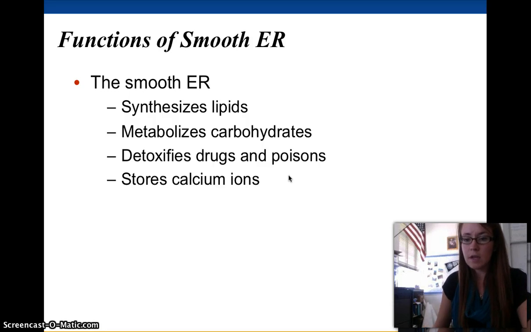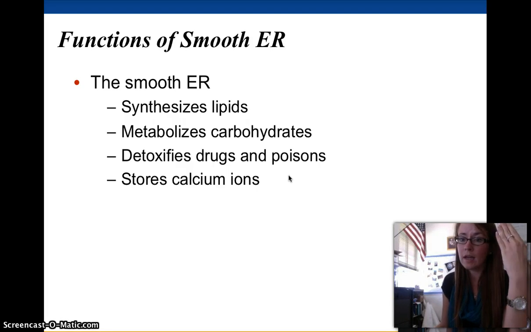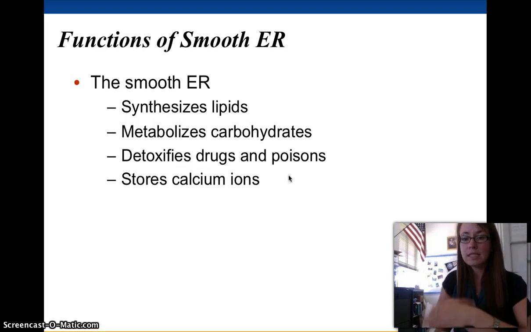And then the smooth ER also stores calcium ions. So calcium ions are involved in the contraction of muscles. So what happens is they're stored and they're released quickly, and it helps your muscles contract. And so there you will find a lot of smooth ER in muscle cells.